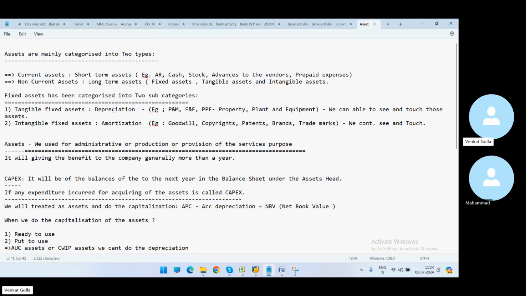We are supposed to run the depreciation based on monthly. We will execute the month-end execution in Workday. That process also we will see.